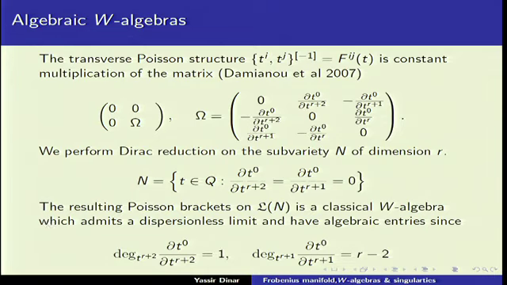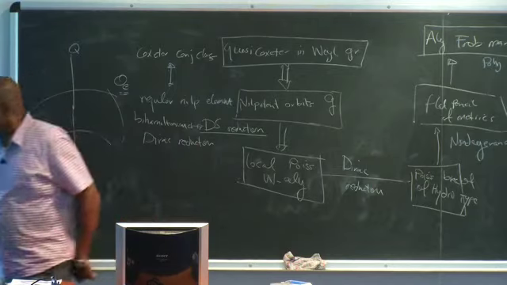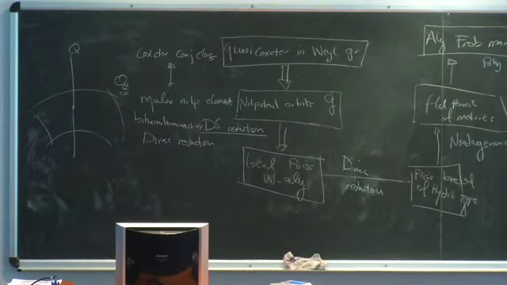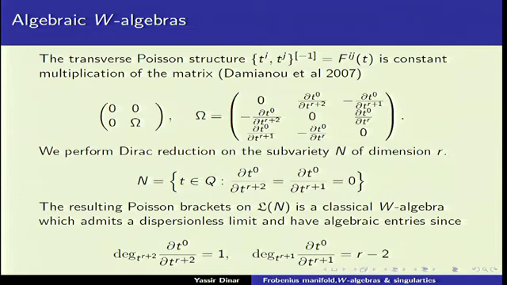So if you use the Dirac reduction, or the steps we show here, on this local Poisson bracket by this subvariety, you are sure that the leading term Fij will vanish, and you will have a Poisson bracket which admits a dispersionless limit. This Poisson bracket will also be a classical W-algebra, but it will not be polynomial, it will be algebraic, because when you do the reduction you have this algebraic relation between the variables. Okay, so what do we get?